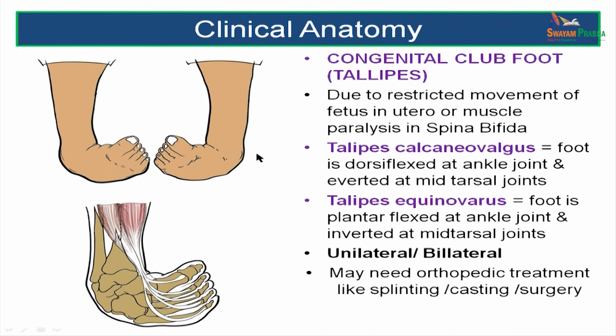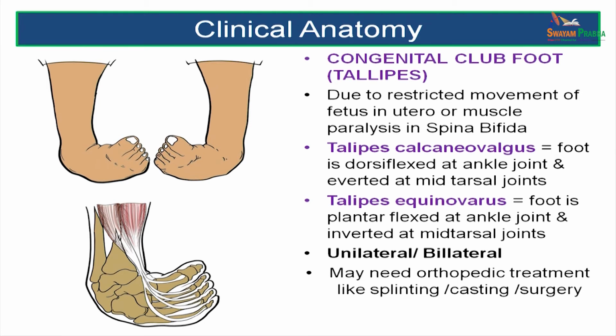Let us now proceed to study the clinical anatomy of the ankle and subtalar joints. Congenital clubfoot, also called talipes, is where the foot of a newborn baby is inturned, and this could be divided into various types, like talipes calcaneovalgus, where the foot is dorsiflexed at the ankle joint and everted at metatarsal joints, or like you can see here, talipes equinovarus, where the foot is plantar flexed at the ankle joint and inverted at the mid-tarsal joints. It could be unilateral or bilateral, and it interferes with the walking ability of the child.